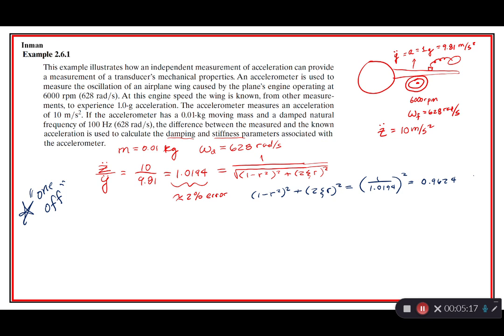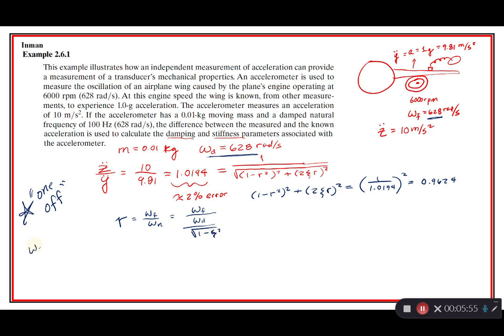Now we need squiggle right here, so we can try to make this argument. We know that r is equal to omega F over omega N, but we don't know omega N. We know omega F, which is 628. We do know omega D, though, but that's the damped one, so you can't just simply substitute those. But we can write out the equation for it, which would be omega D divided by the square root of 1 minus squiggle squared.